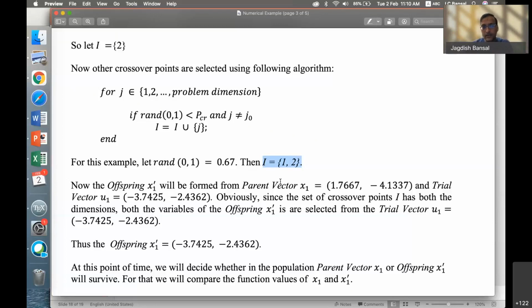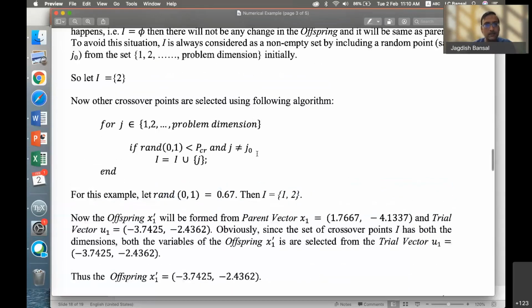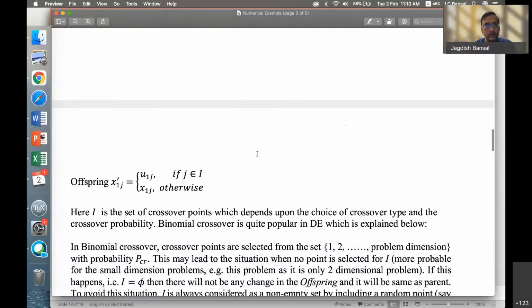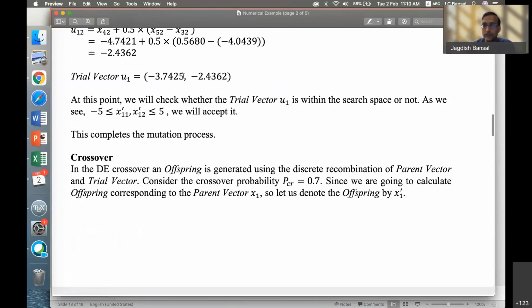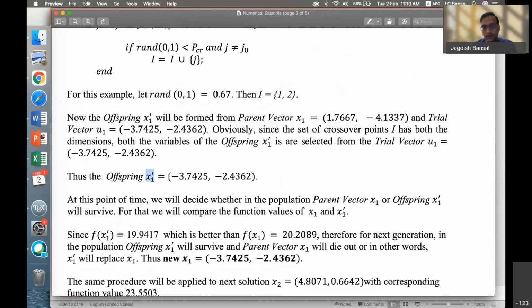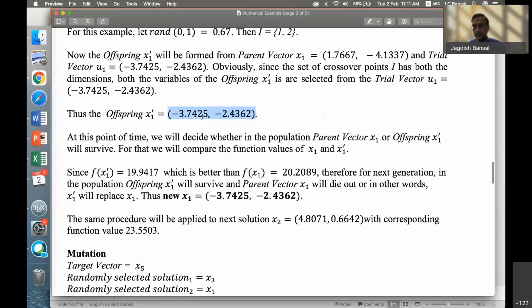So now the offspring x1 dash will be, I told you that if this 1 is there in this set of crossover points, then that particular variable will come from the target vector or from the mother. So you can see here, this is your mother or this is your target vector, right? So the first variable will come from here. The second variable will also come from here because that is also in this. So your child will actually be a copy of the mother or the target vector. So here is your child or the offspring, and this is actually a copy of the mother. Right now it may be different, it may have some gene from the father also, but for this example by chance it came like this. So now you have the child, you have the father, you have the child.